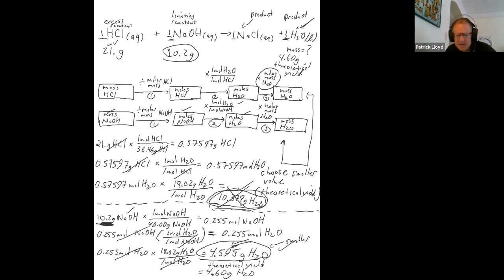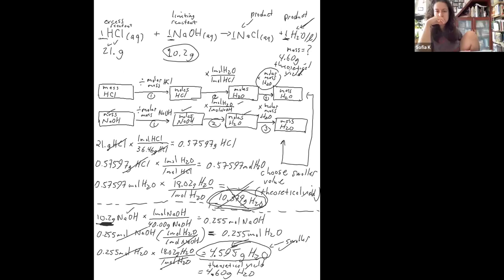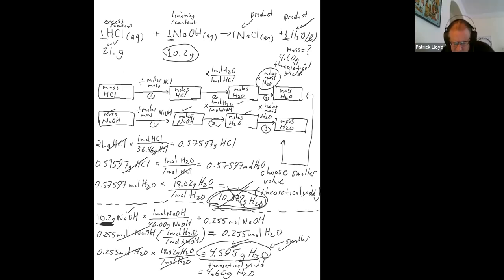Okay. Now there is a way to cut a step out of this. You can cut a step out by doing the following. You can make it a little comparison. In both sets of calculations, the last step was to multiply by 18.02. So since you're doing the same thing in that last step, you can say, look, for the HCl, we got 0.57 moles of water.